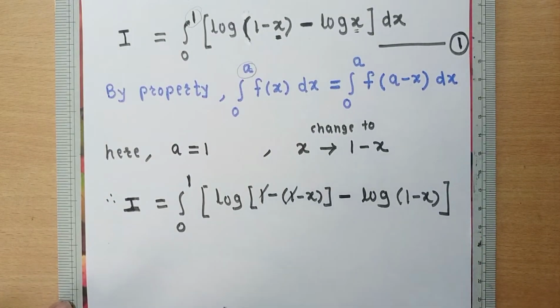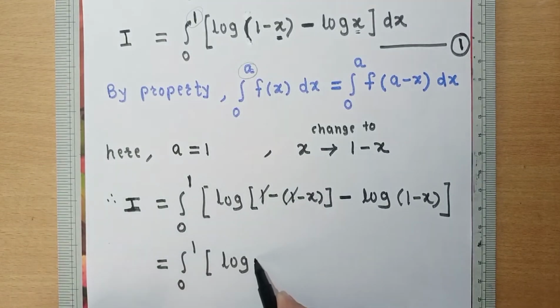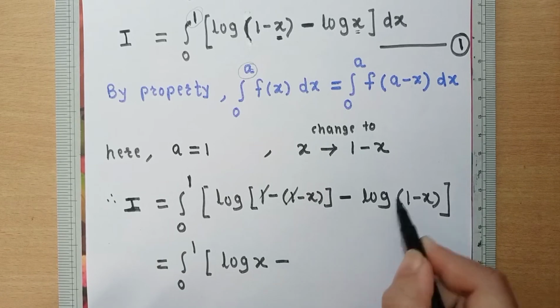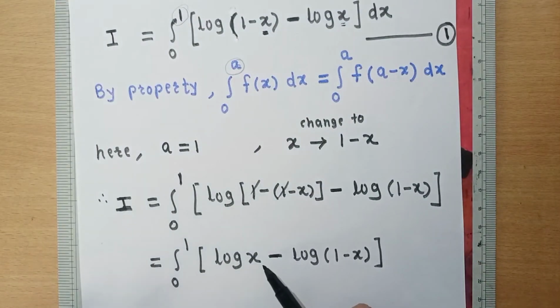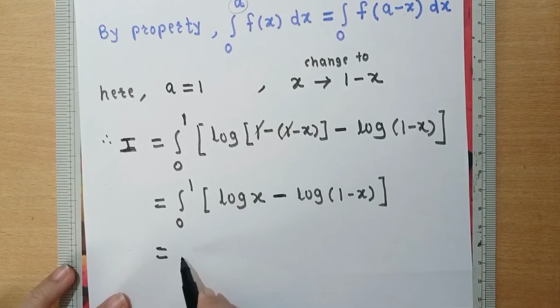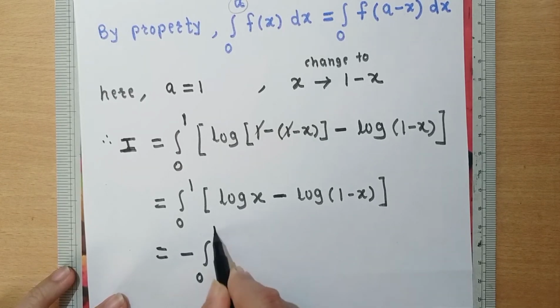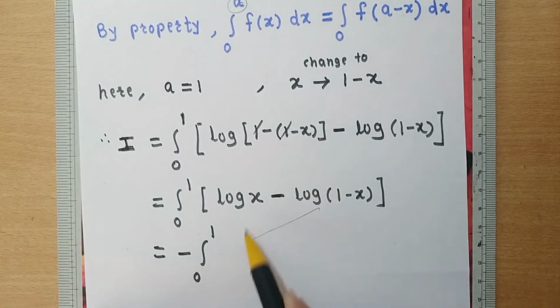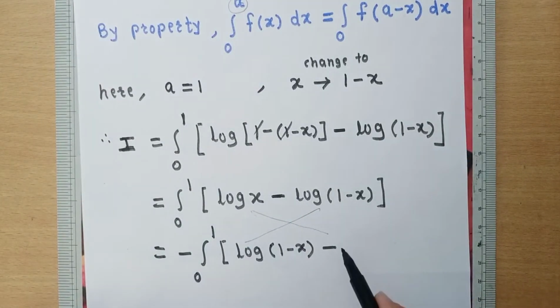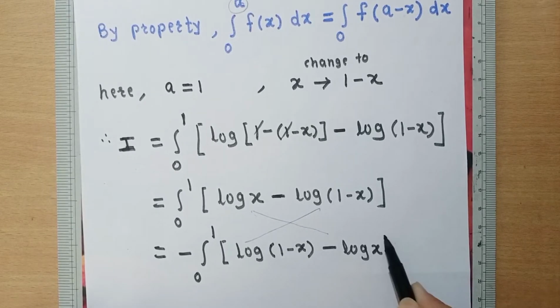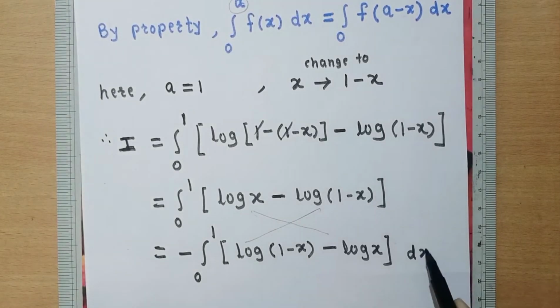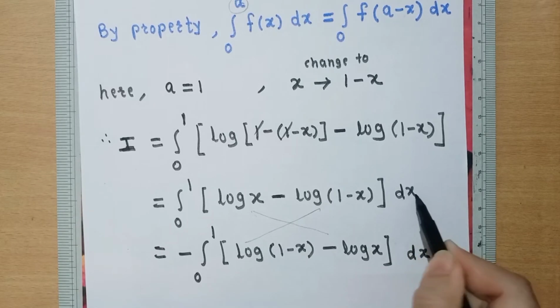So plus 1 minus 1 gets cancelled, and minus minus becomes plus x. So here log of x, and then minus this term. This is the same as equation 1 if we take the minus sign common. So here minus of integration 0 to 1, we write the second term first and then the first term second, log of x and then log of (1 minus x). Every time we have to write this dx.